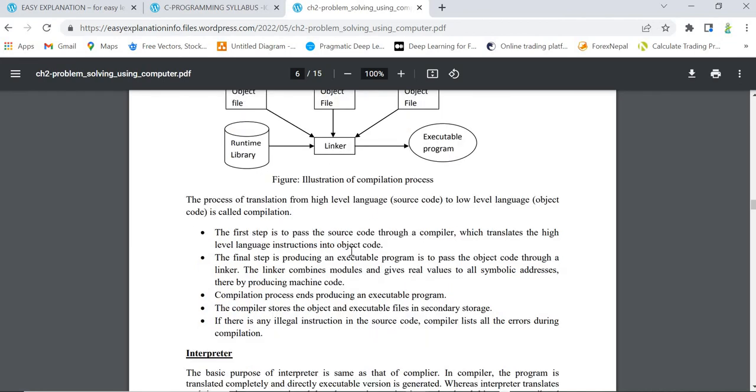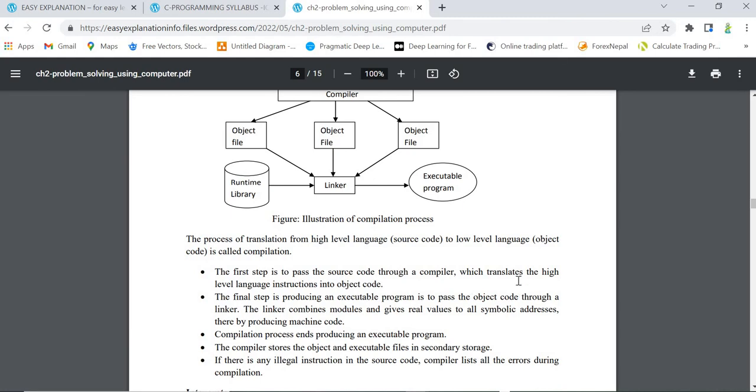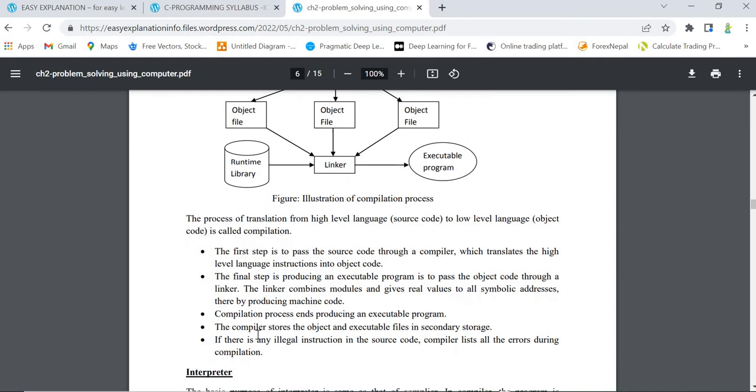The first step is to pass the source code through the compiler, which translates the high level instructions into object code. The final step in producing an executable program is to pass the object code through a linker. The linker combines modules and gives real values to all symbolic addresses, thereby producing the machine code. Okay, so this is our final machine code. The compilation process ends, producing an executable program.